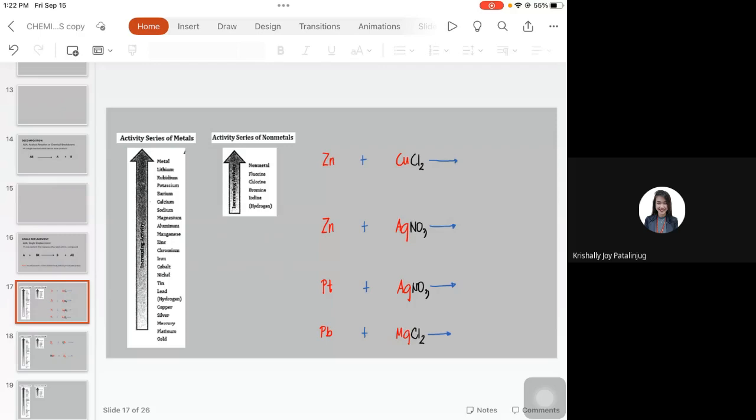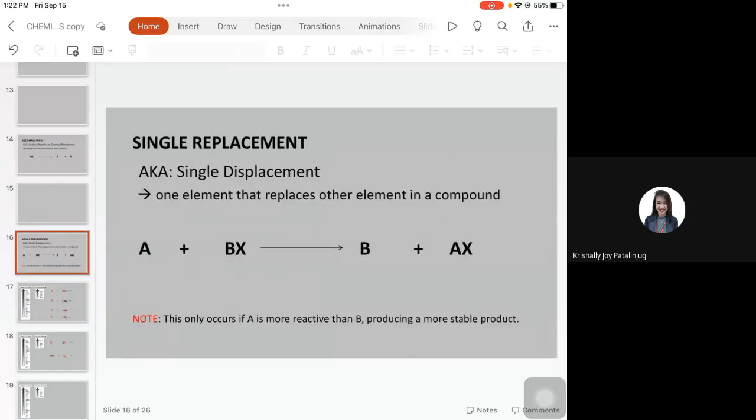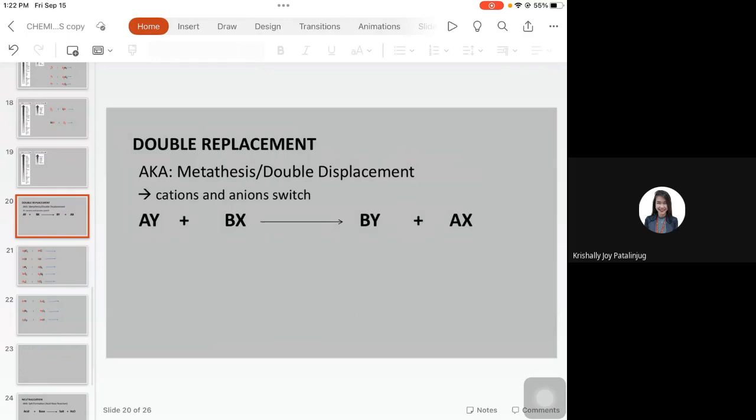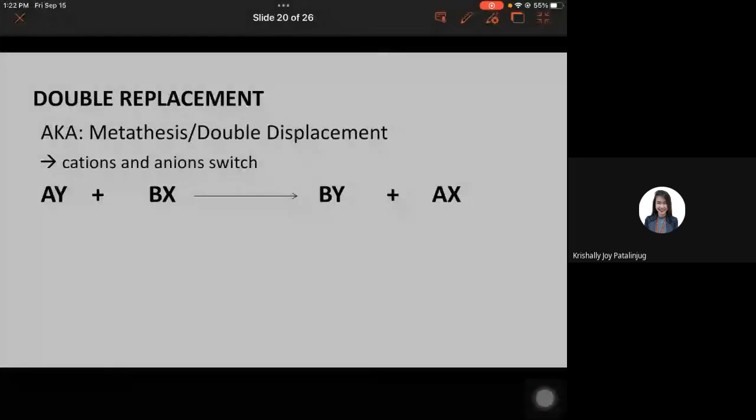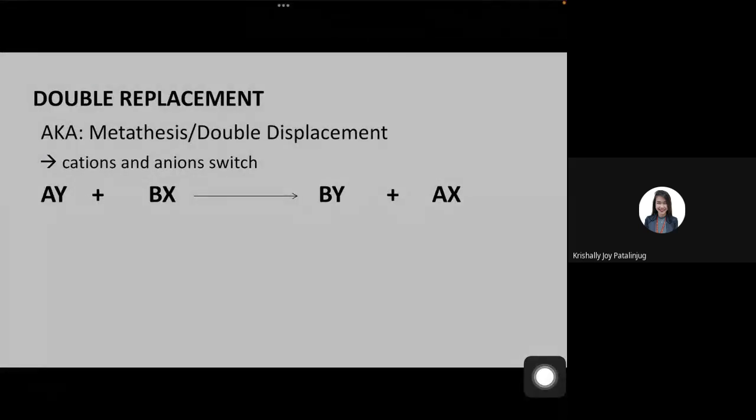to predict, for you to predict the products or answer in any single replacement reaction. Okay, we'll continue. We'll discuss the last type of inorganic chemical reaction, that's double displacement, also known as double replacement or metathesis.